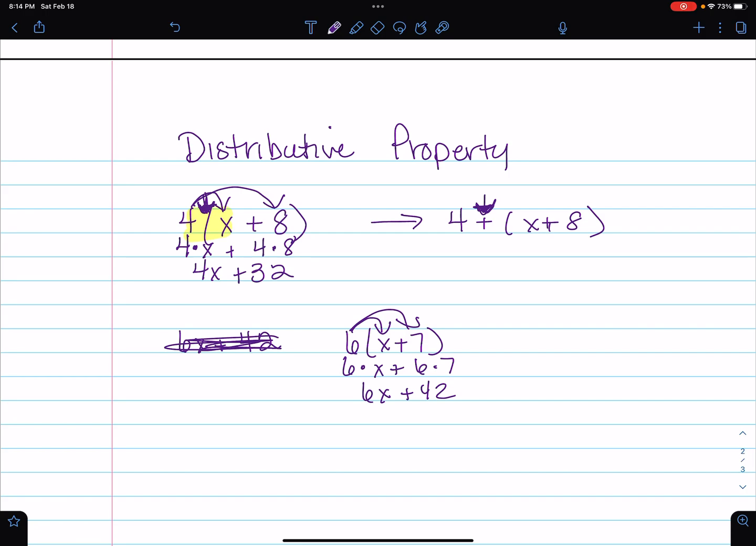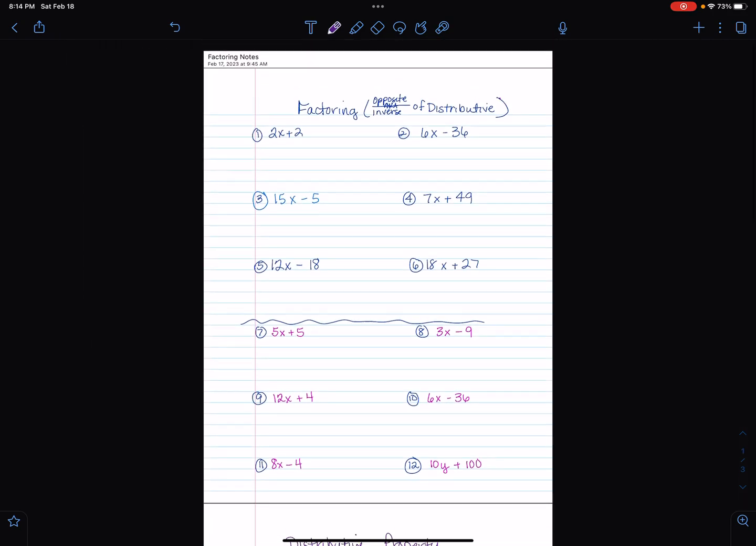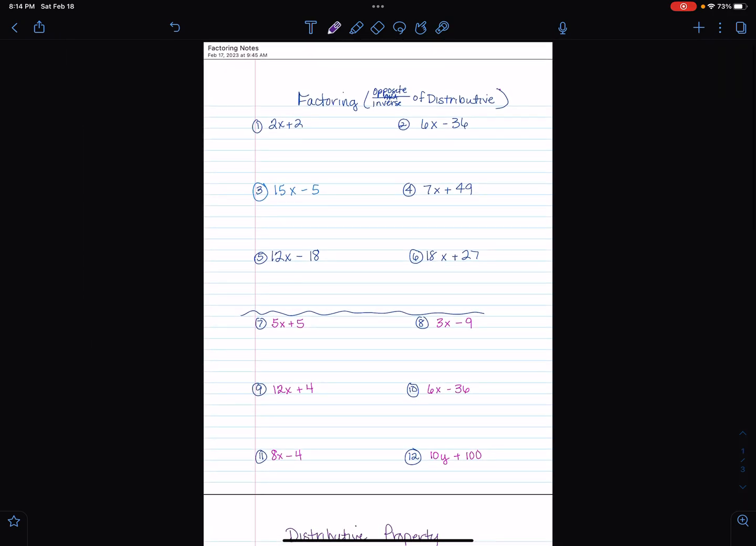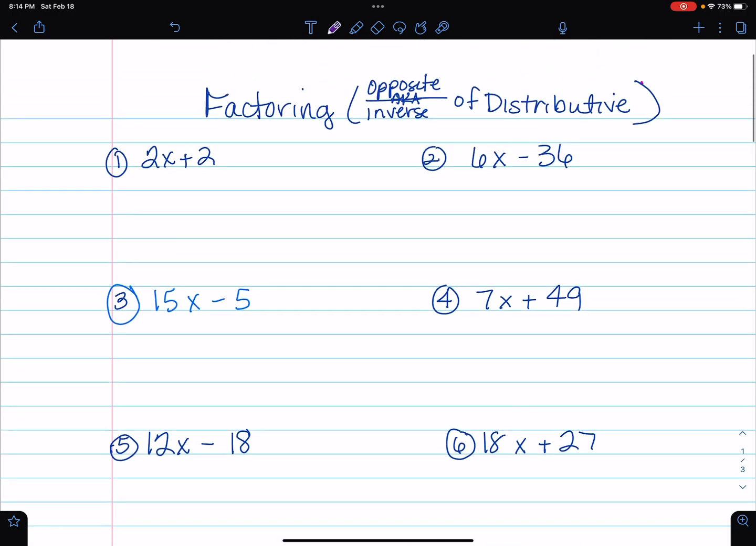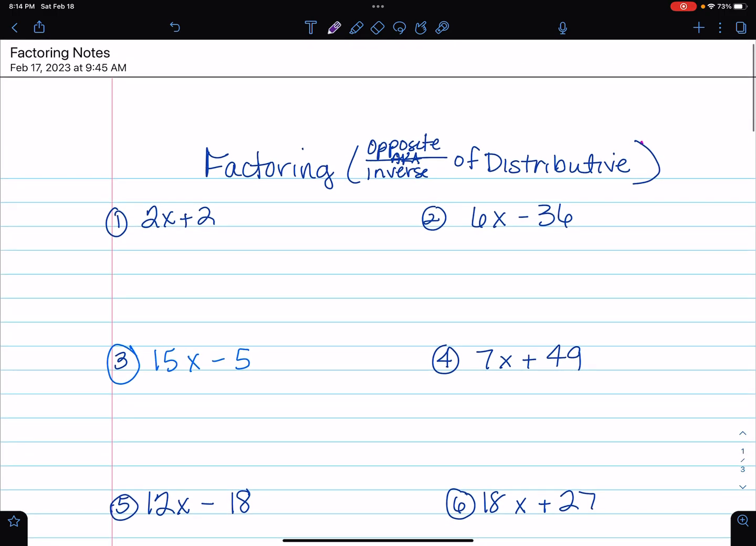So what factoring does is it takes the number that's their greatest common factor back out. Instead of distributing, we are doing the opposite, the inverse of that. We're going to factor. We're going to pull out all the factors that they have that are the same. So let's look at this up here.